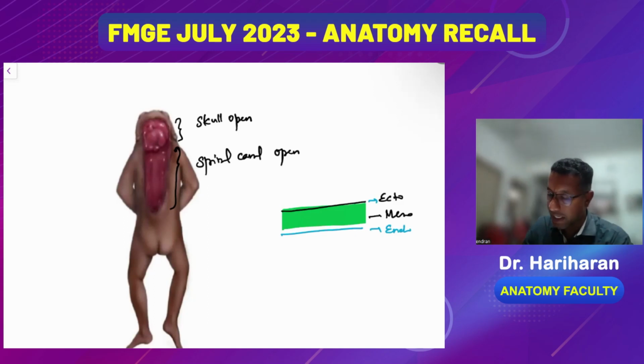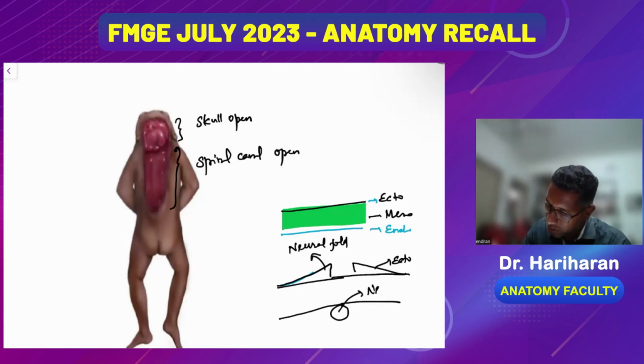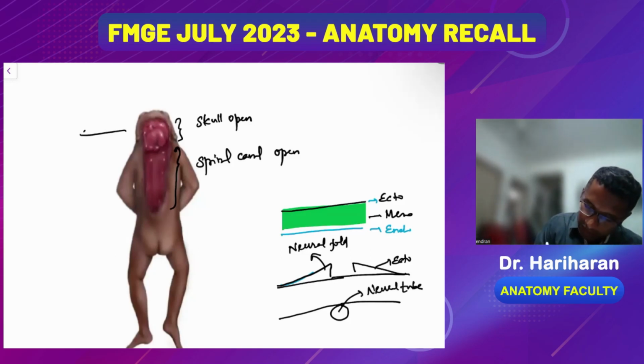Normally what happens is the ectoderm thickens in the midline and forms an elevation. This elevation seen in the ectoderm is called the neural fold, and the neural folds slowly close with one another and form a tube called the neural tube. This neural tube is open cranially, which is called the cranial neuropore, and it is open distally, which is called the caudal neuropore.